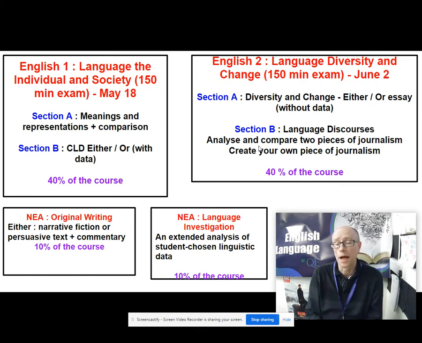So you do that for an hour, and then you create your own opinion article. So you do your own piece of journalism that's on the same topic. Okay, so all the stuff that we've been doing in the previous videos about language and occupation is getting you ready not only for an evaluative essay, but also this kind of section B language discourses task as well.